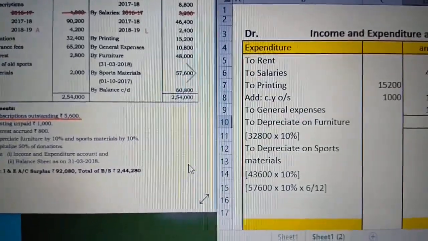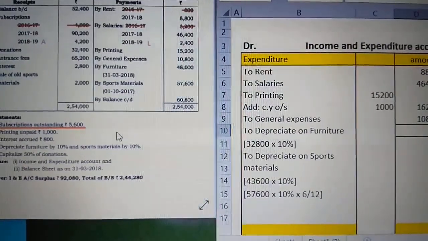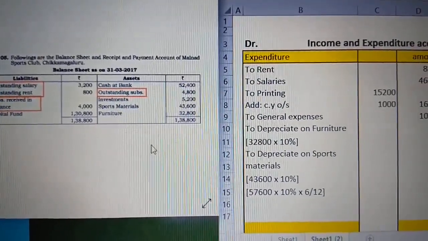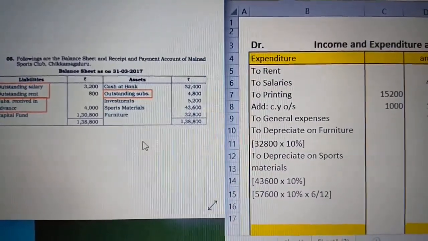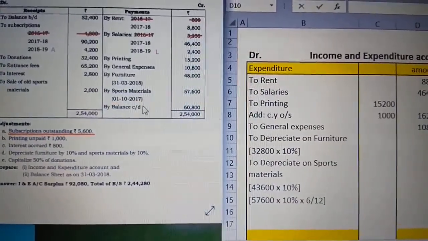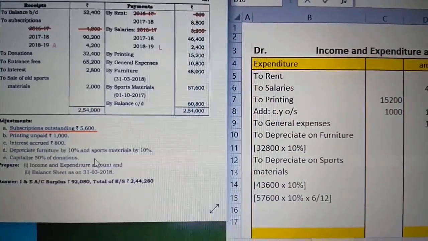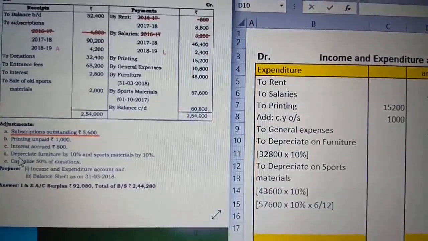Then we have completed all this. Could you all find furniture and sports material? It is an asset. Why? Because it is under the asset side. Always, if you don't understand what is an asset, just observe. Sports material, furniture is always an asset given in the question. So we are not going to calculate it. But if you are not going to calculate this, we are going to consider something called depreciation on the assets.